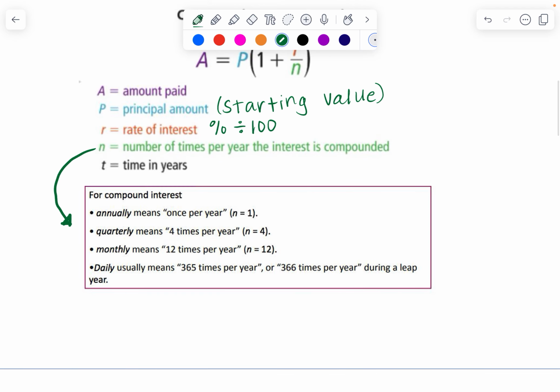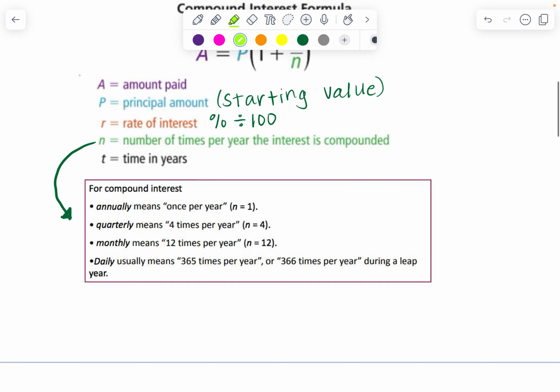So if they say the interest is compounded annually, that means once per year, and n would equal 1. If it says quarterly, that means 4 times per year, n would equal 4. Monthly means 12 times per year, n would equal 12. And daily usually means 365 times per year. It would be 366 during a leap year, but we can assume it's not a leap year unless they tell us it is. And you have this information on your note sheet as well.